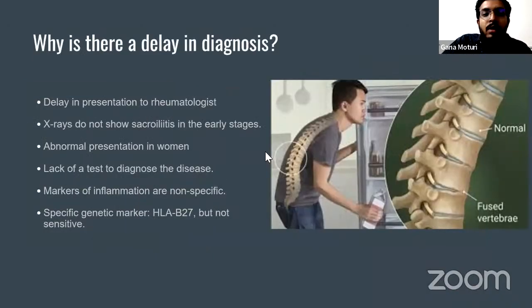And why is there a delay in diagnosis of ankylosing spondylitis? There is delay in diagnosis because there is delay in presentation to the rheumatologist, and the X-rays do not initially show sacroiliitis in the early stages, and there will be a varied presentation in women and a lack of a specific test to diagnose the disease. And the markers of inflammation, which are the rise in ESR and CRP, are non-specific, and the specific genetic marker is HLA-B27, but it is not sensitive.